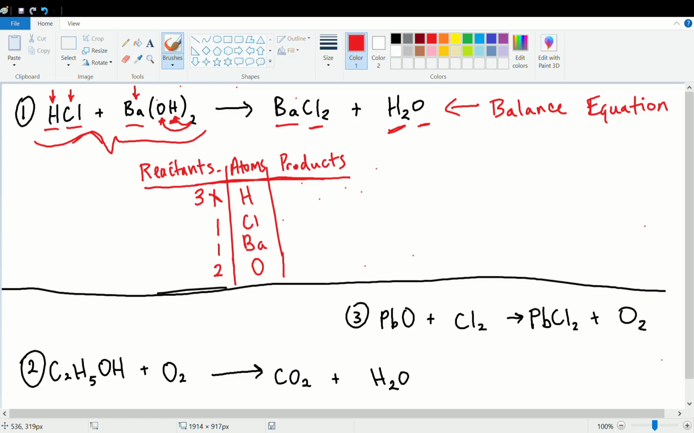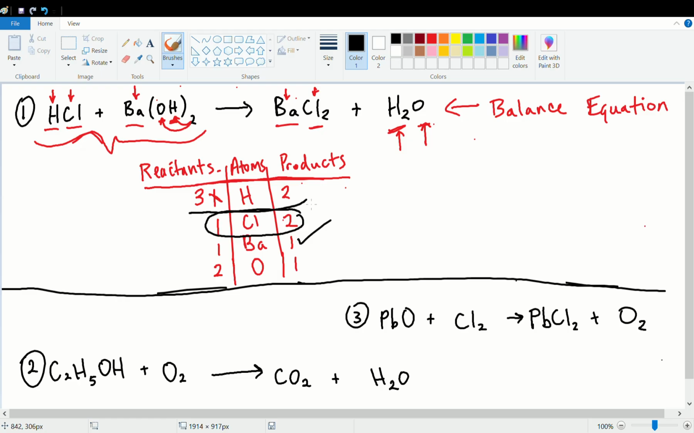And I'm going to do the same thing on the right-hand side. So I see I have 1 barium. In this case, I have 2 chlorines. In this case, I have 2 hydrogens, and in this case I have 1 oxygen. Now, why is a table like this useful for balancing chemical equations? Well, we can see very easily now that the only atom that is actually balanced is barium. There's 1 on each side. We can easily see that the chlorines are unbalanced. We can easily see that the hydrogens are unbalanced, and we can easily see that the oxygens are unbalanced.